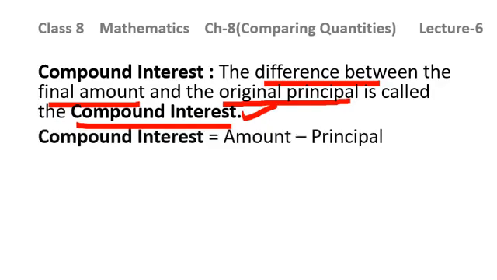Then compound interest is given by the amount. This is your final amount, minus the original principal, as mentioned in the definition.